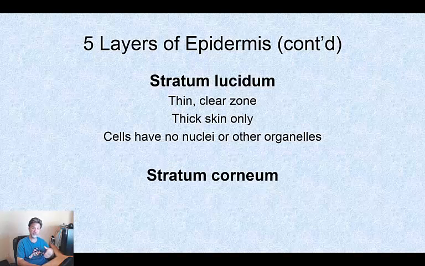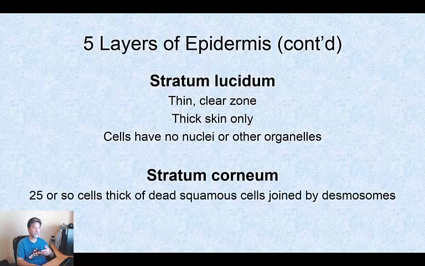Finally, the most superficial layer, the one you see on the surface of the skin, is the stratum corneum. And here we have about 25, maybe even as thick as 40 layers of these dead skin cells, all joined by desmosomes. Remember, desmosomes are these huge proteins sitting inside the cell membrane, and they send out little linker proteins through the membrane that link the cells together. These are a type of junction, recall.